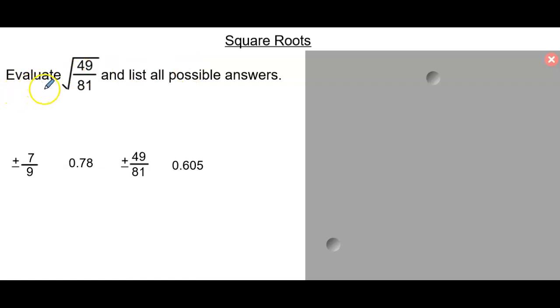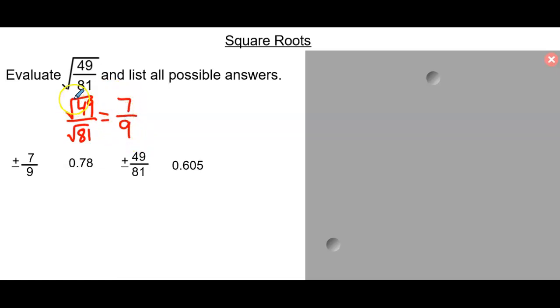Next question says evaluate the square root of 49 divided by 81 and list all possible answers. So one way that we could do this is we could split this into two separate square roots. We could say that this is the same thing as the square root of 49 over the square root of 81. That helps us because we know the square root of 49 is 7 and we know the square root of 81 is 9. So that actually gives us one of our answers, 7 over 9.